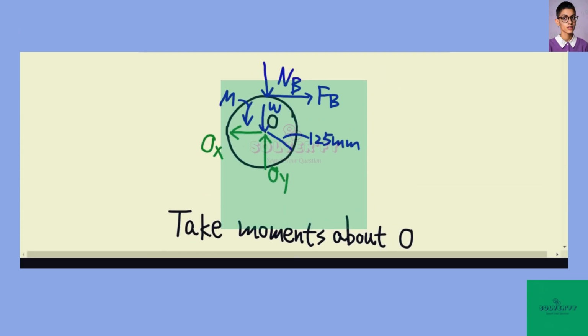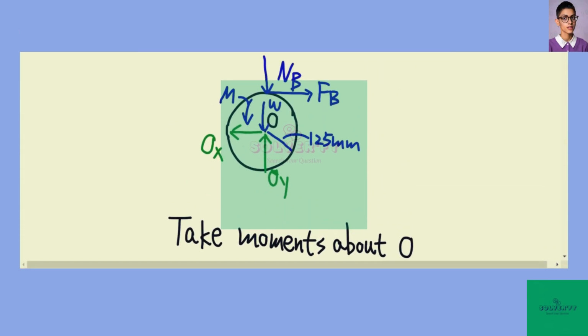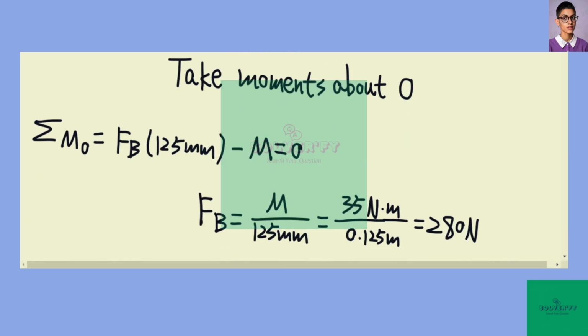Okay, so this is the force diagram for the drum. Let's take a look at the moment about point O. Consider counterclockwise moment is positive, clockwise moment is negative, and this will give us FB times 125 millimeter minus capital M is equal to 0. So we have FB is equal to moment over 125 millimeter, which is equal to 35 Newton meter over 0.125 meter, since 125 millimeter is equal to 0.125 meter, and this will give us the friction at point B is equal to 280 Newton.